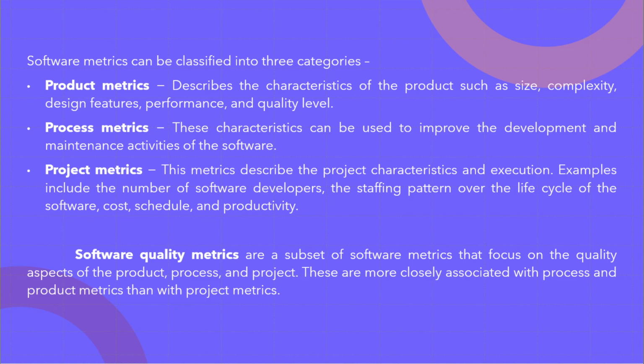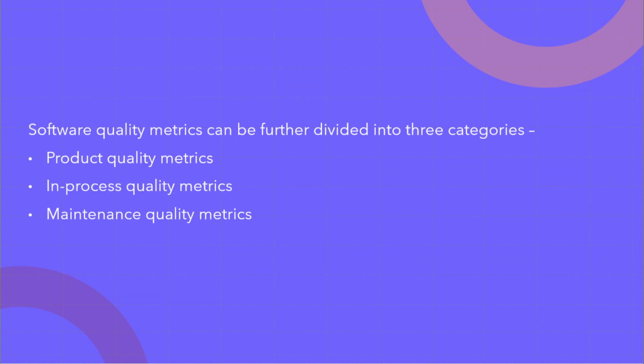And lastly, project metrics. These metrics describe the project characteristics and execution. Examples include the number of software developers, the pattern over the life cycle of the software, cost, schedule, and productivity. Software quality metrics are a subset of software metrics that focus on the quality aspects of the product, process, and project. These are more closely associated with product metrics than with project metrics.